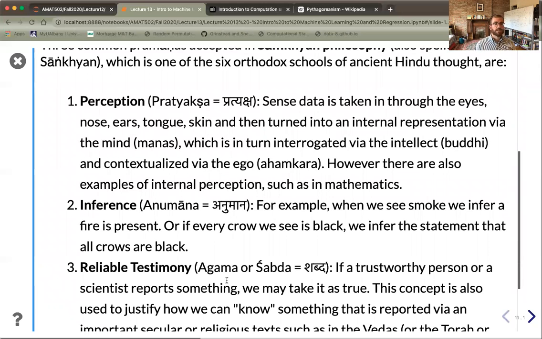In addition to perception, Samkhya accepts inference as a valid method for acquiring knowledge. The classic example of this is when we see smoke, we infer that fire is present. And moreover, that if every crow we see is black, then perhaps we can infer the statement that all crows are black. So this goes into induction, and something that was struggled with by David Hume much later in European and British philosophy.